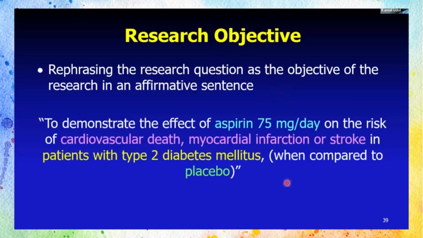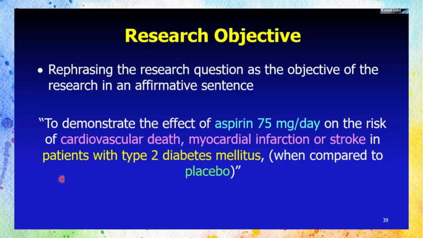So from the previous research question, you can write your research objective like this. The objective of this study is to demonstrate the effect of aspirin 75 milligrams per day on the risk of cardiovascular death, myocardial infarction, or stroke in patients with type 2 diabetes mellitus (when compared to placebo). I put when compared to placebo in parentheses because on many occasions we can leave this out. We may not write this, but we imply that we are comparing aspirin to something.